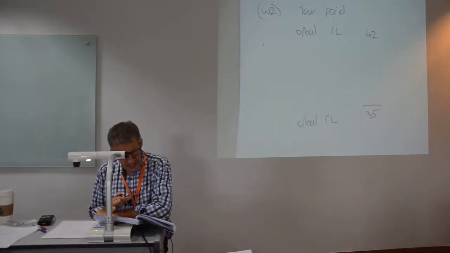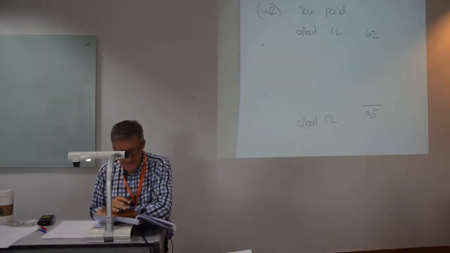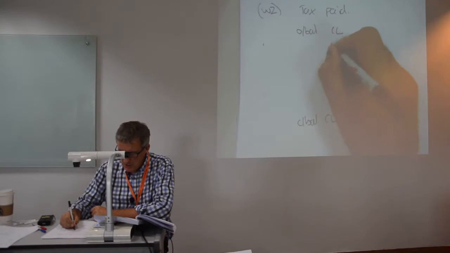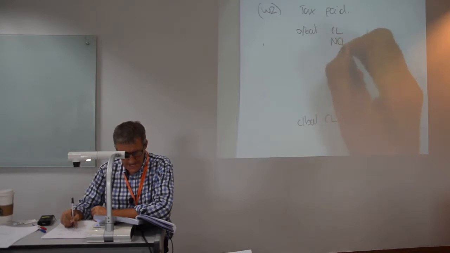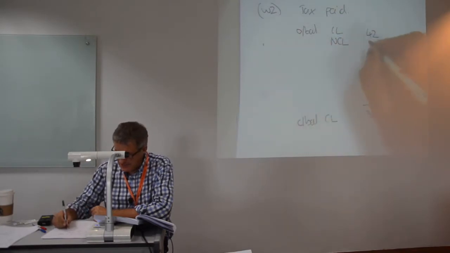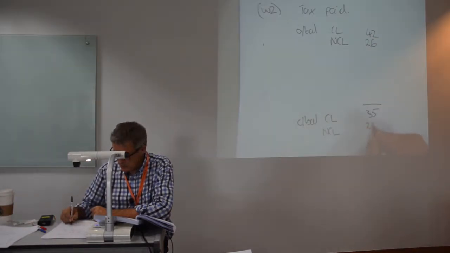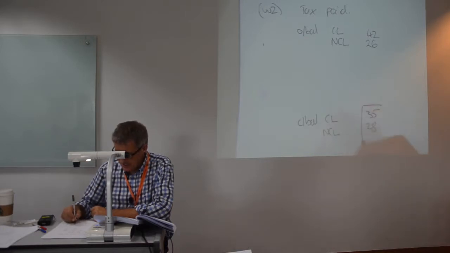There are two or three little issues around tax. Not only do you have an opening current liability, but you also have a non-current liability as well. And that non-current liability for deferred tax is both 26 and 28. Just make sure that I've got that correct.